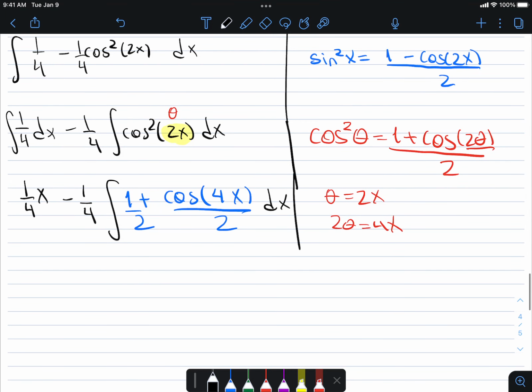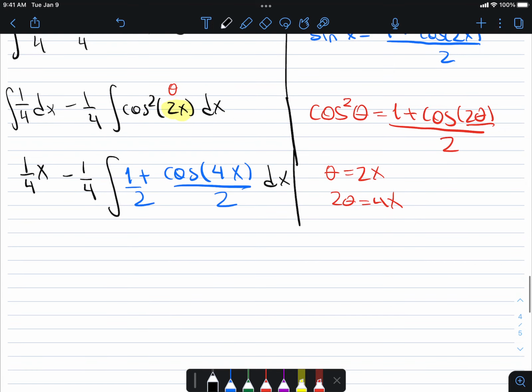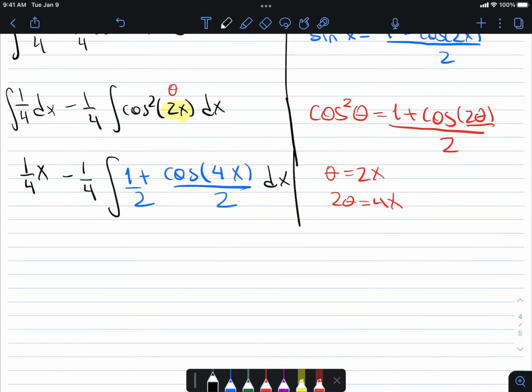The main takeaway is to remember that the angle doubles when you use a power reducing formula. It's the price you pay. You reduce the power, and you have to pay the price. The price of doing business here is doubling the angle. Reduce the power at the cost of doubling the angle. So now we continue our expansion. This 1/4 x doesn't change at all.